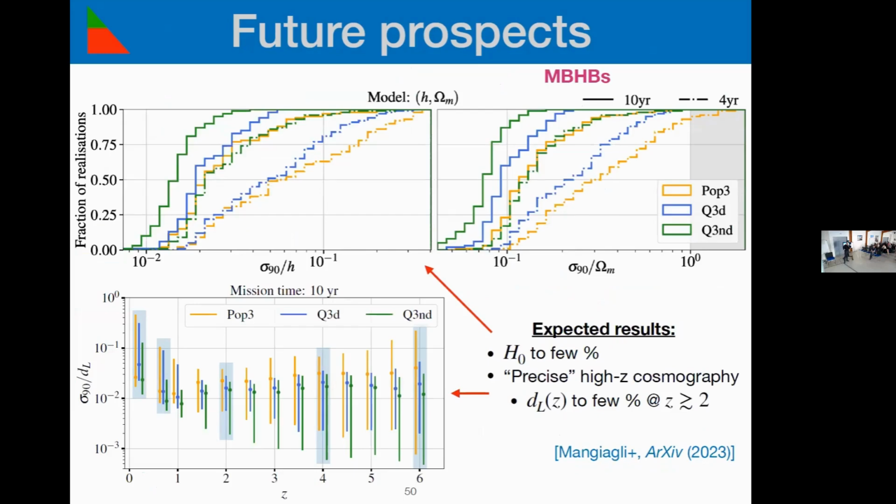But the most interesting thing, what I call precise high redshift cosmology, is that with this we can constrain H naught and omega m, but also the Hubble parameter, H of z at z of 2 or 3, around the 10% level. So this high redshift cosmography is not a few percent, but I assure you that a measurement of the expansion rate of the universe at redshift 2 or 3 at about 10%, you will not see it from other sources, not soon.